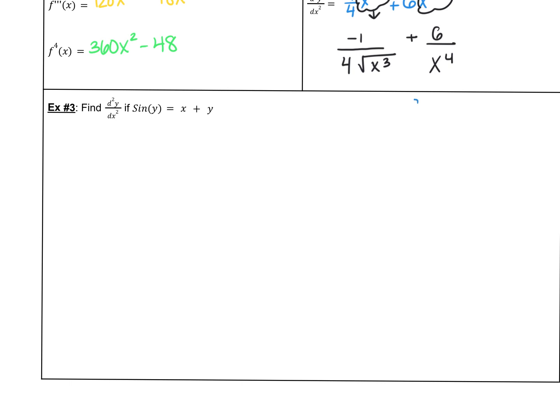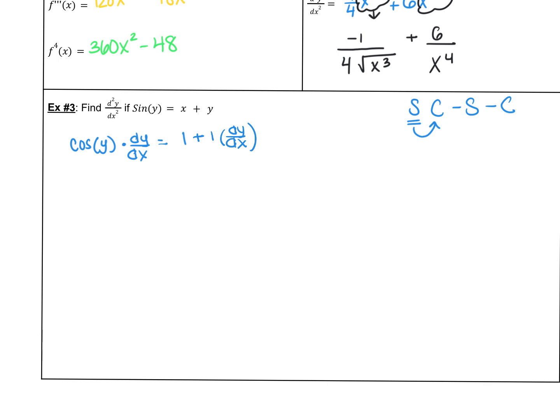So I see a trig, so I'm going to put sine, cos, negative cos. And I want to take the derivative of sine. So the derivative of sine, we look to the right, is cos. So cos y, but we took the derivative with respect to y, so I need a dy/dx next to it. Next term, the derivative of x is just 1, and the derivative of y is also 1, but we need to multiply by dy/dx.